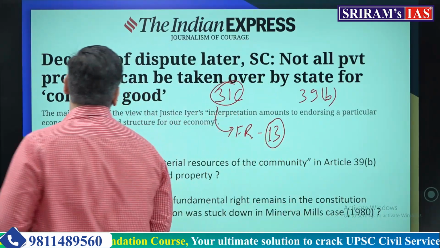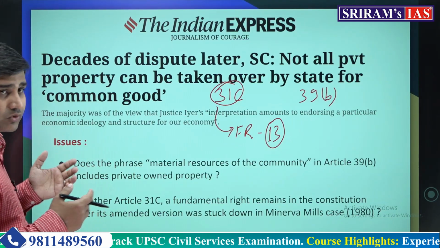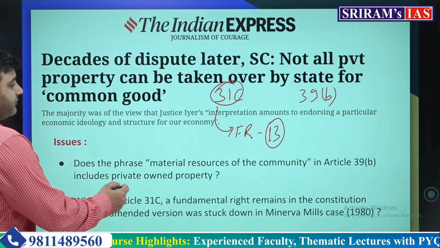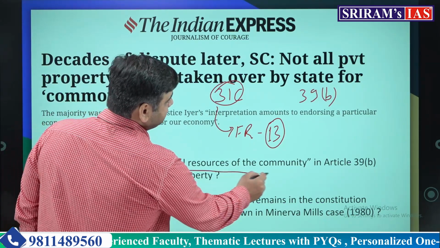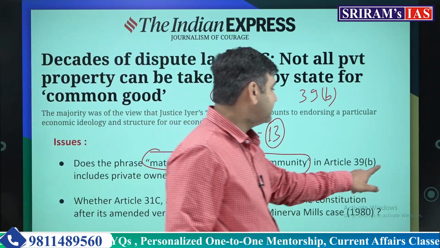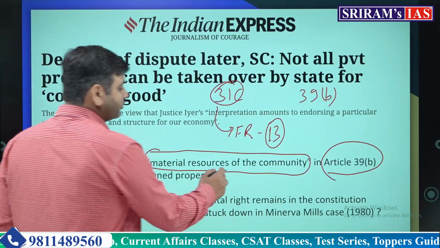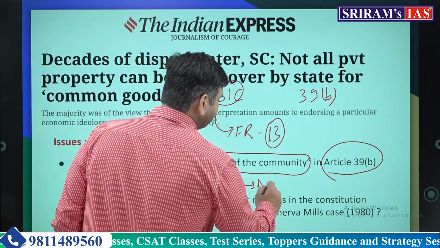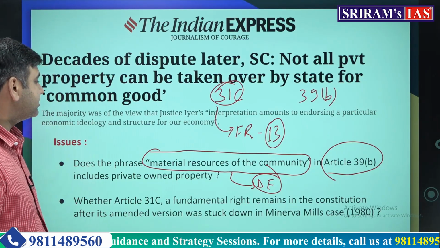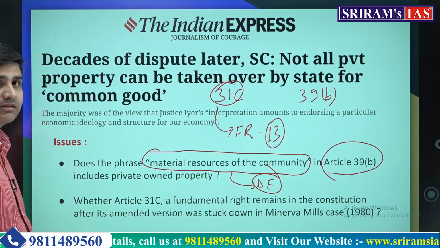This is a very important case. This is the news of Indian Express. This was also covered in other newspapers. It was covered very widely. The issue was, what does the phrase material resources of the community mean? Now if you read the text of Article 39B, you will see this phrase that material resources of the community has to be distributed equally. So equal distribution, equitable distribution of the material resources of the community is what is given under Article 39B.